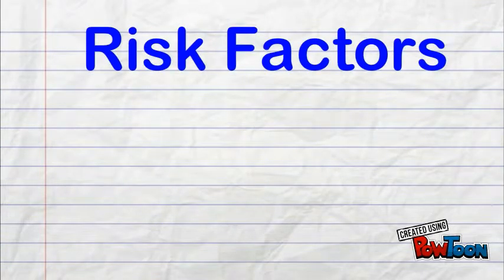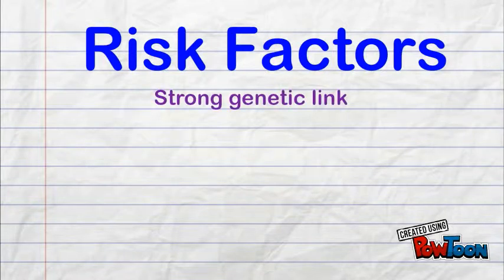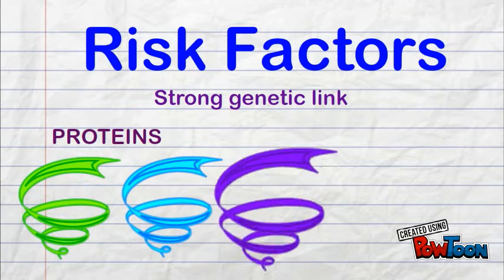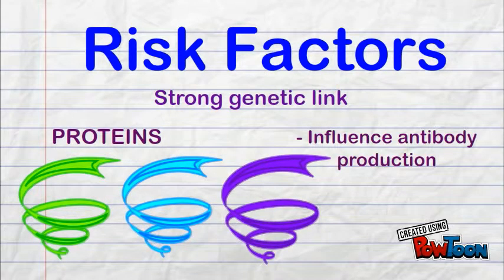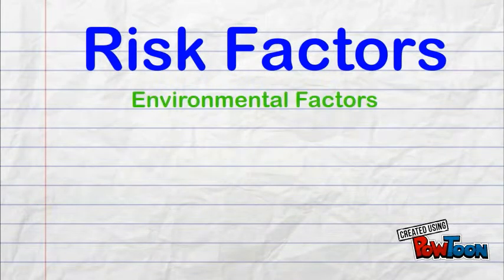Risk factors for asthma. There's a strong genetic link for developing asthma. The proteins affected are interleukin 4, 5, and 13, which influence antibody production. Environmental risk factors include allergens like pet dander, dust, and air pollution.